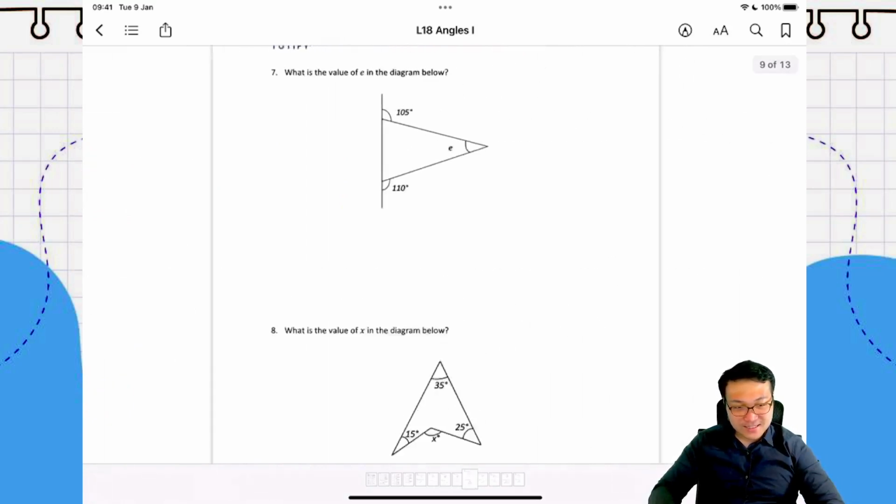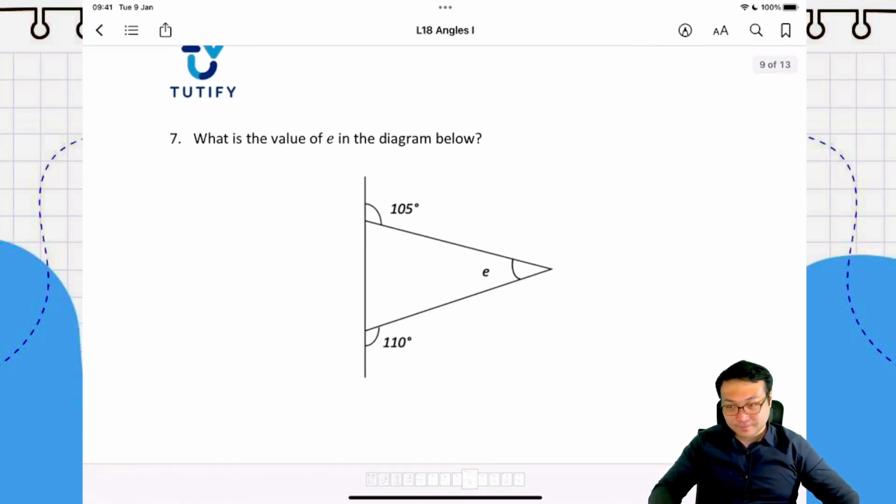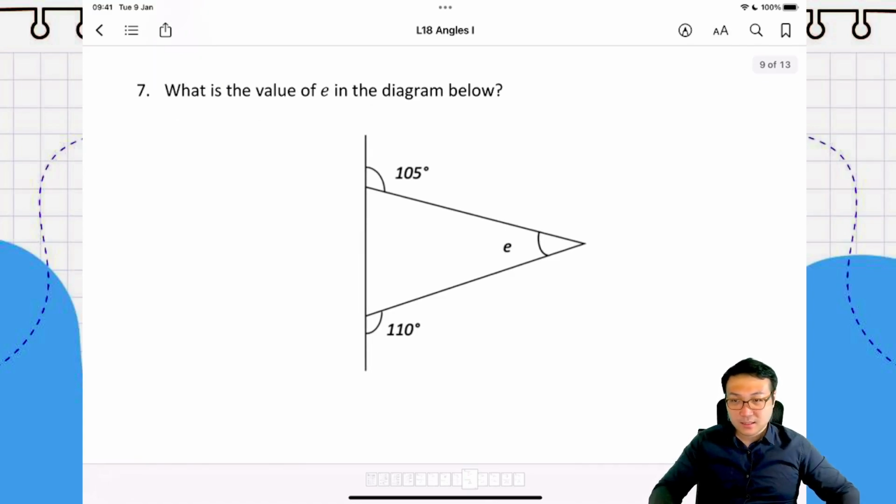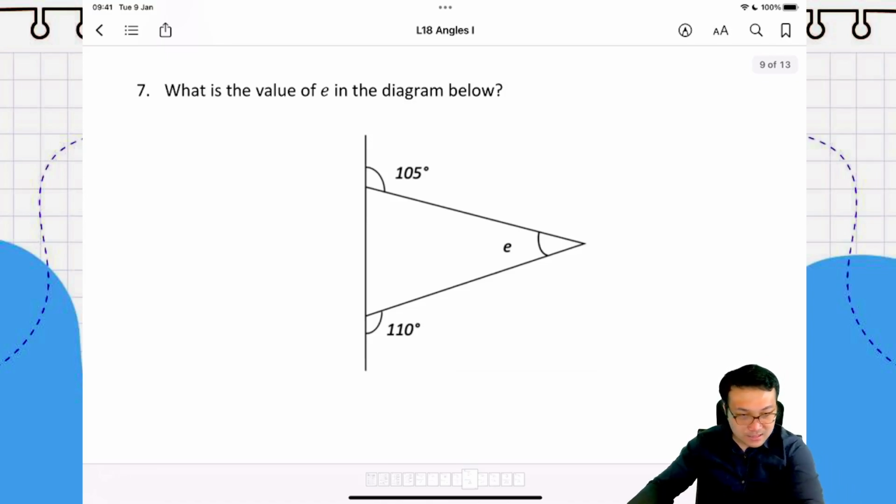Okay, let's try the next one. Question 7. Wow, Cadence, yeah, so fast. You got the answer already. Andrea also got the answer. Okay, everybody, can you all take 1 minute to do this question now? I assume it is quite easy because Caden and Andrea already got the answer. Find angle E.